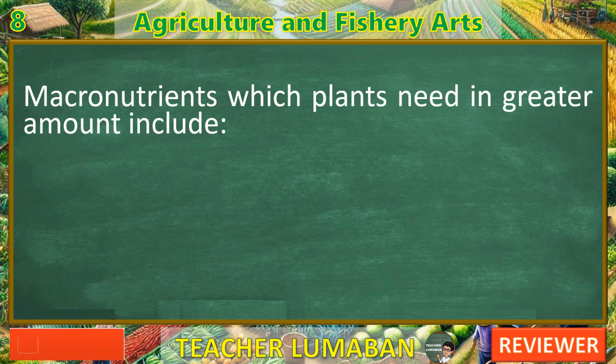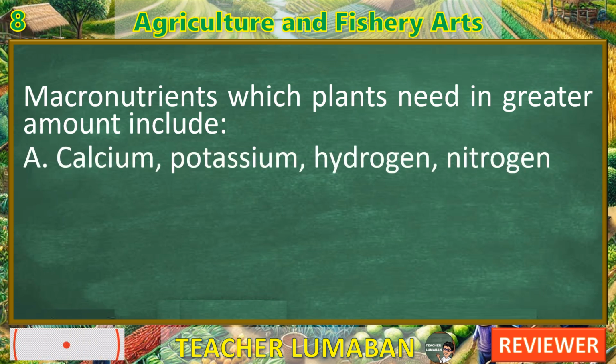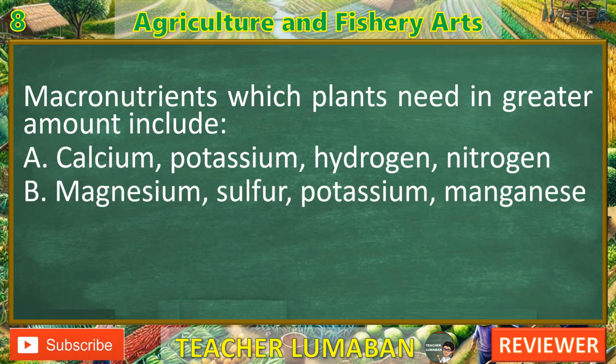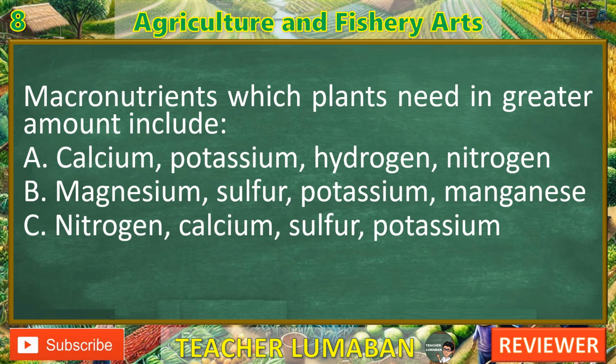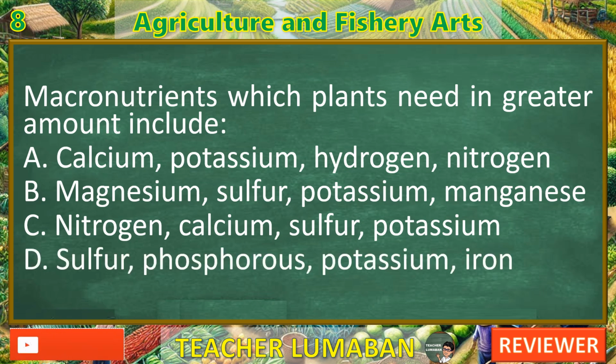Macronutrients which plants need in greater amount include A. Calcium, potassium, hydrogen, nitrogen. B. Magnesium, sulfur, potassium, manganese. C. Nitrogen, calcium, sulfur, potassium. D. Sulfur, phosphorus, potassium, iron. In the next 5 seconds, select the best response from the available options.